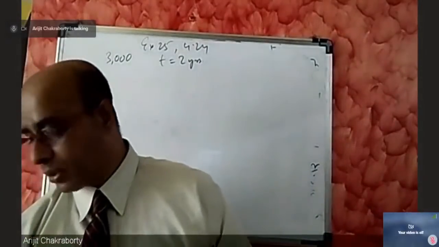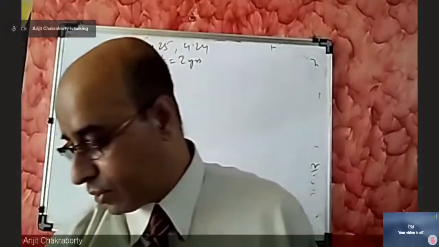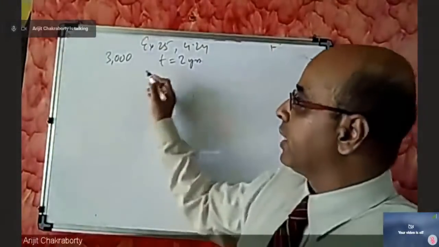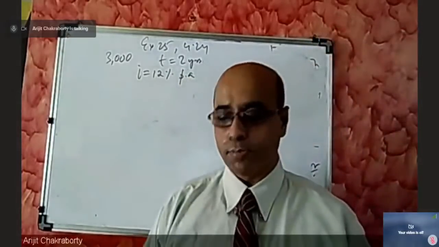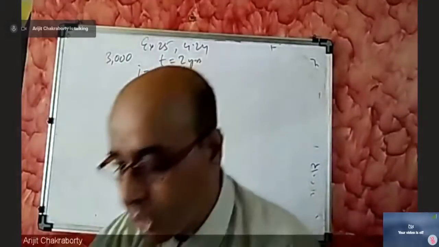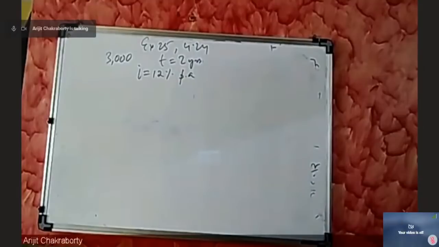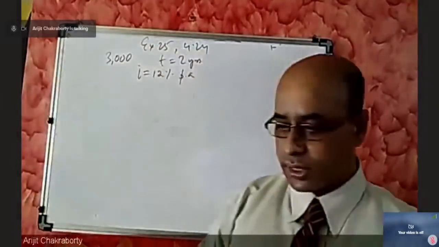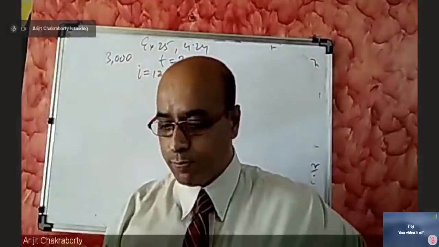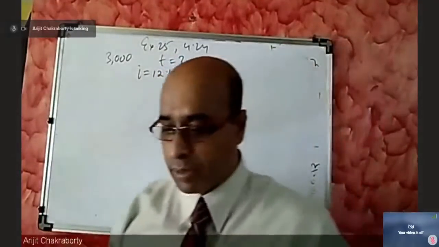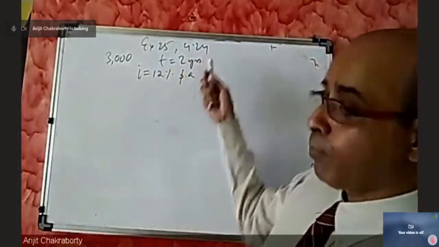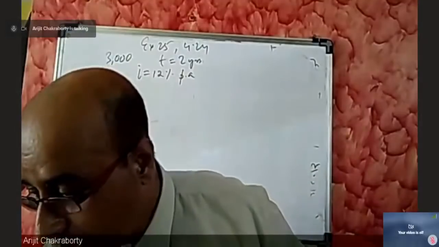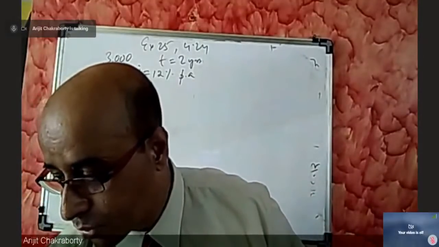And the interest rate, if you see, is 12%. The interest I is 12% per annum. So please note the problem. 3,000 rupees is the investment, it is for 2 years, and the interest rate is 12%. Once again, please note the problem. We have to calculate the future value. This is page number 4.24, and we are looking at example 25.